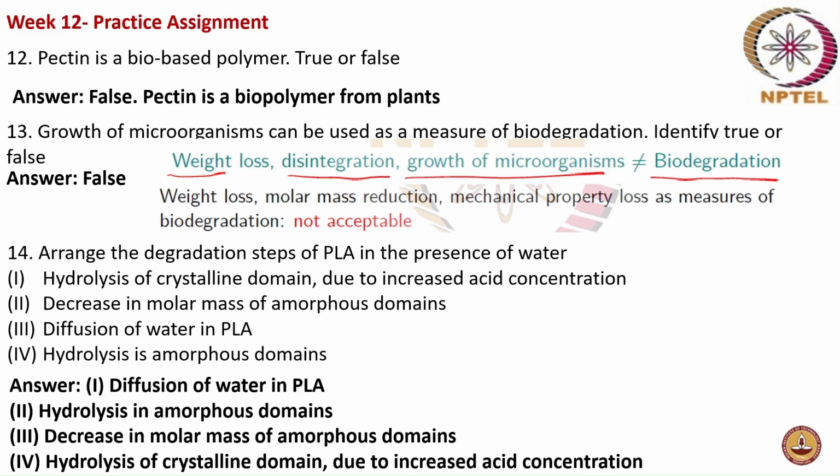And finally, when you have more and more production of acid due to the breakage of ester bonds, you will have more and more acid, then this leads to hydrolysis of the crystalline domains. Okay, so these are the steps of degradation of polylactic acid in the presence of water.